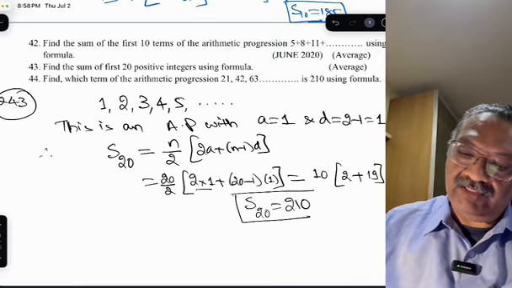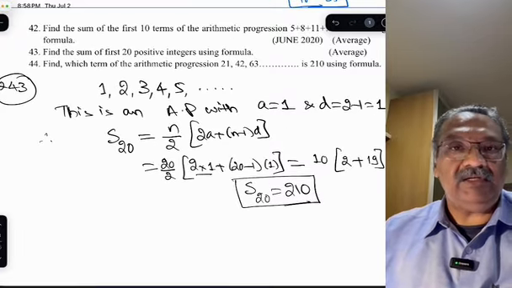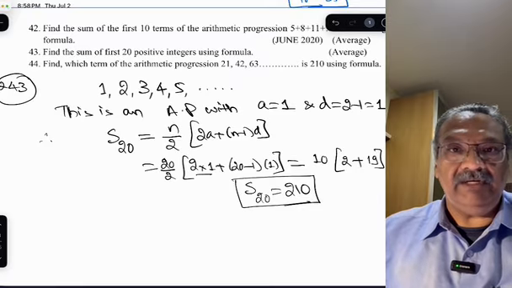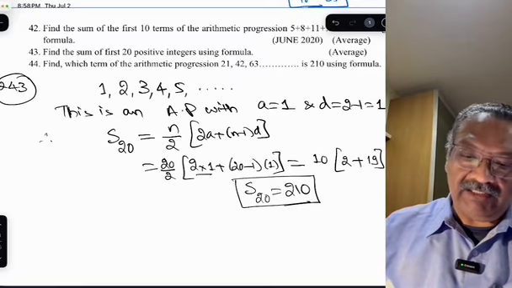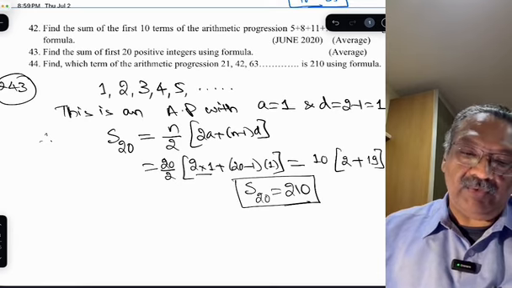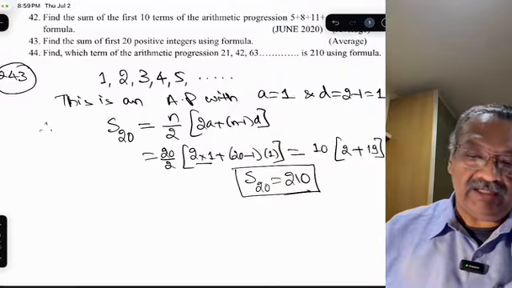So the sum of first 20 integers is 210. You have to see, these are all 3-mark questions. I am solving it very fast. You have to write this elaborately a little bit. You have to write the answer, like for here you have to write it as, so the sum of the first 20 positive integers is 210. You have to write the formula clearly.